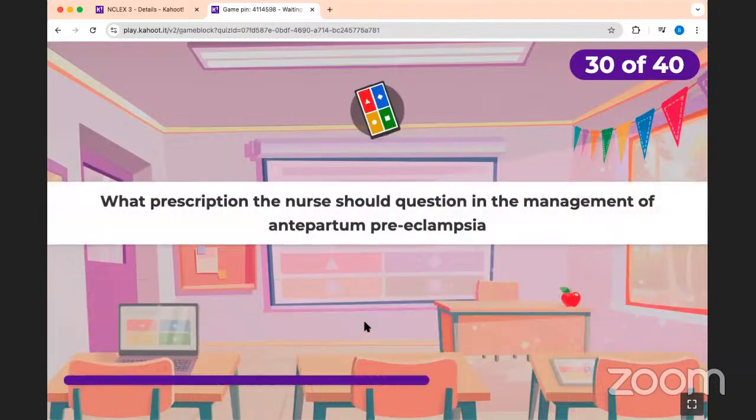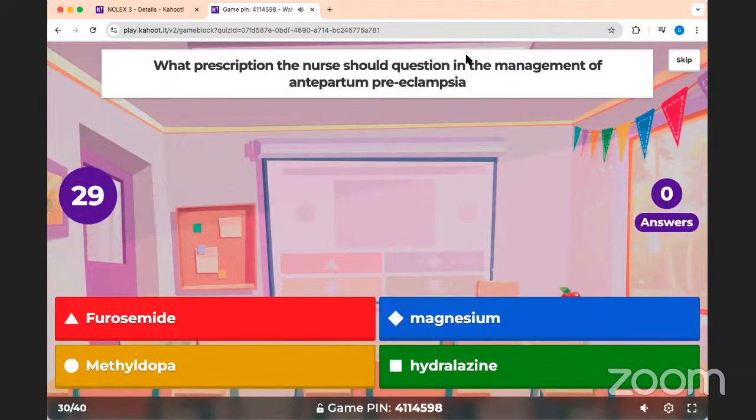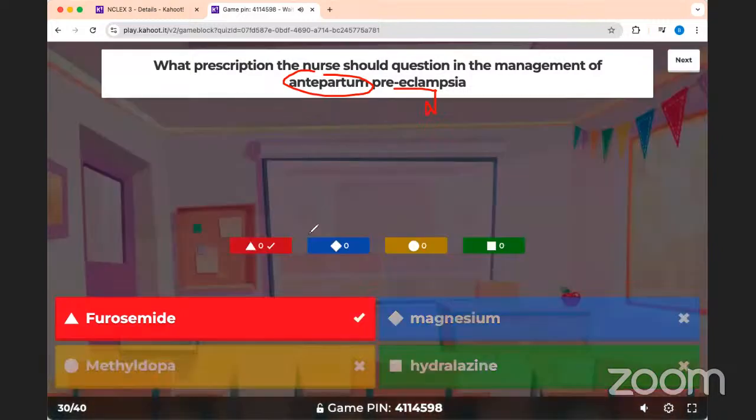What prescription should the nurse question in the management of antepartum preeclampsia? It's the same question but different content. That means what? Which of these can I not use when the mommy has preeclampsia and is still antepartum? That means the baby is still there. You can have postpartum preeclampsia. So this is antepartum. Pick a medication that does not affect the mommy's blood pressure too much, and can lead to hypertension. Furosemide is bad. It can lead to dehydration, which can worsen placental insufficiency. So we don't want to dehydrate the mommy and drop the mommy's blood pressure too much.